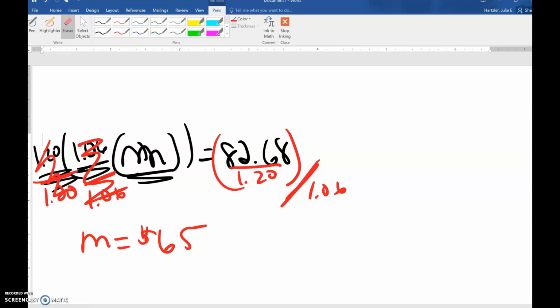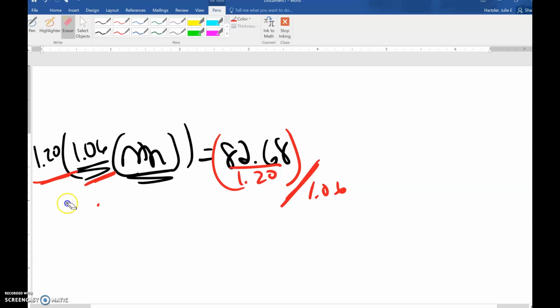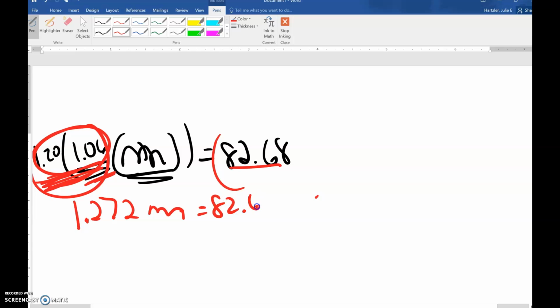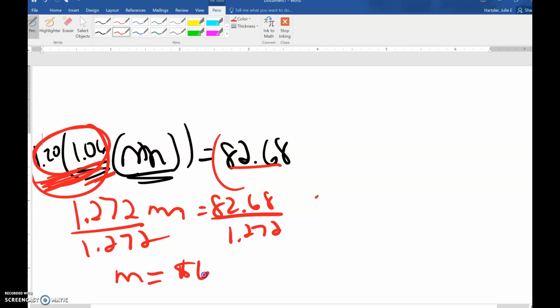Another way of doing it, instead of undoing the math twice there, is to go ahead and multiply these. You can't add percents. Remember, 20% and 6% does not make 26% because it's a percent on a percent. But I could multiply and get that it's really 27.2%. So just multiply those. Equals what? The 82.68. And then you've already combined those by multiplying, so then you only have to divide once. That would work too. And then you would get that the massage was, again, $65.